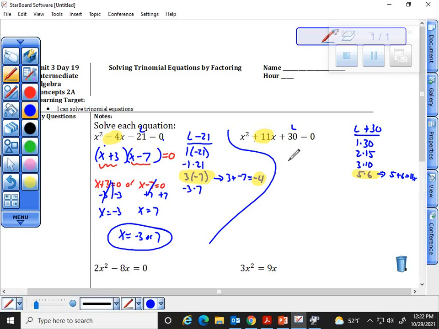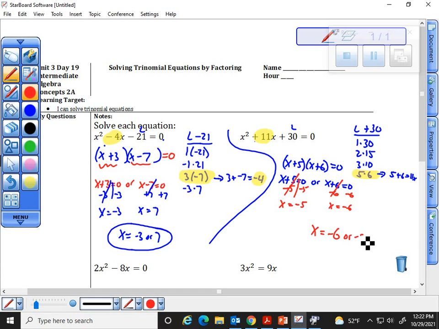So I'm going to have a parentheses x plus 5 and an x plus 6 set equal to 0. Then you're going to set whatever's in those parentheses equal to 0: x plus 5 equals 0, or x plus 6 equals 0. Solve for x individually. So subtract 5, so x equals negative 5. Subtract 6, so x equals negative 6. My answer is x equals negative 6, since it is smaller than negative 5, so I put that one first.